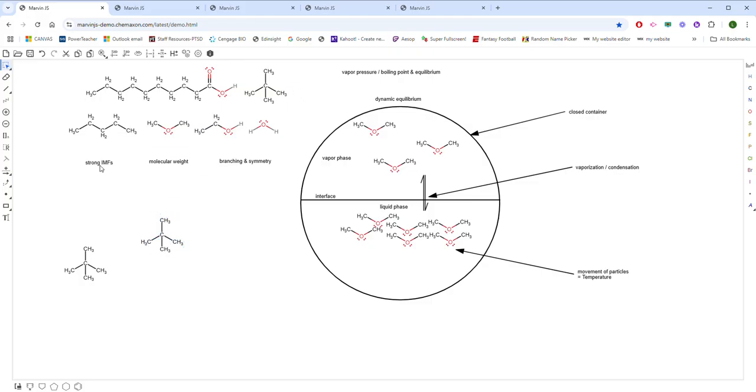So I have all three as a no for this molecule right here. Probably going to have a very low boiling point and a very high vapor pressure, but likely to go into the gaseous phase without too much trouble. I would say the same thing about this one here.